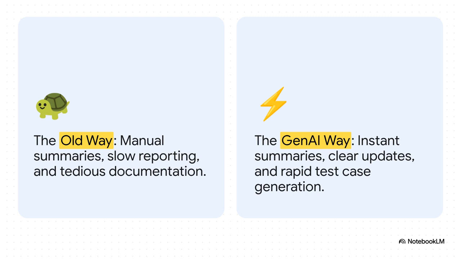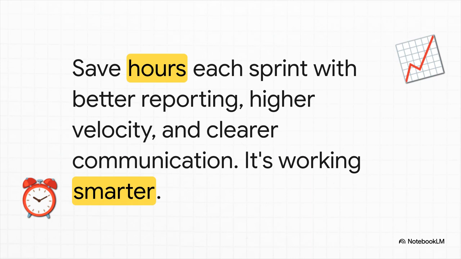The old way is completely bogged down in all these manual, tedious tasks. The GenAI way is all about speed, clarity, and efficiency across the board. So what's the bottom line here? What does this all add up to? You're saving hours every single sprint. And that leads to better reporting, higher team velocity, and way clearer communication. It is literally the definition of working smarter, not harder.